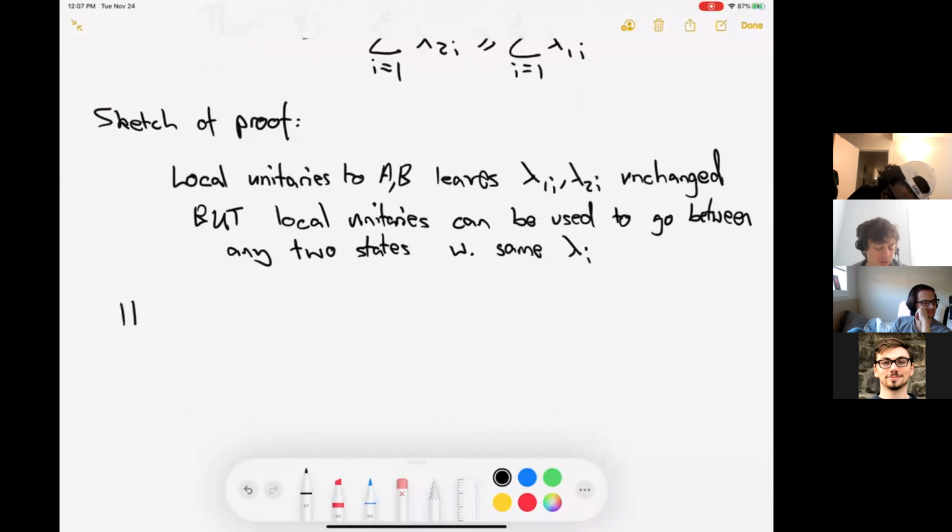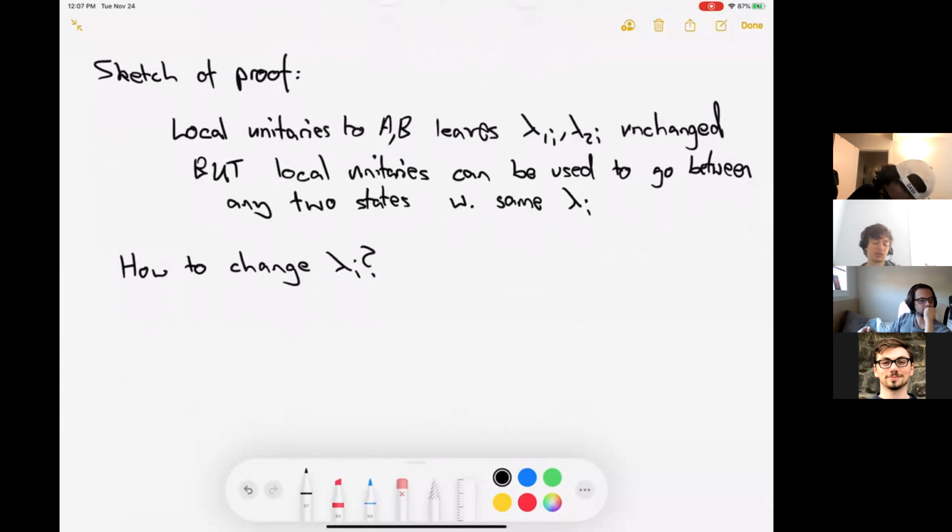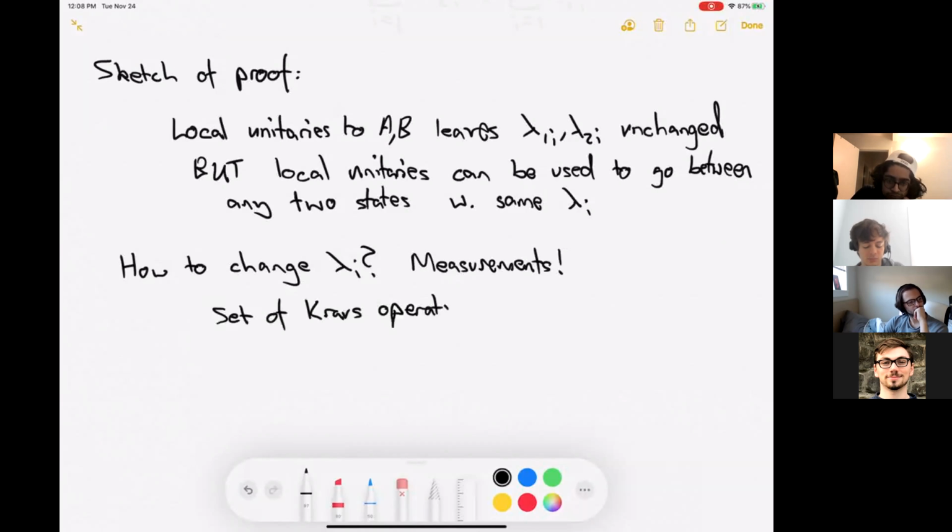Okay, so the hard part is going to be, how do we change these lambda i's to get them to be what we want? And of course, the answer is we only have one thing we can do to the state other than just apply local unitaries, which is to do measurements. Or rather, generalized measurements. So the most general definition of a measurement we saw in the course is some set of Kraus operators, K i, which of course have to add up to the identity.